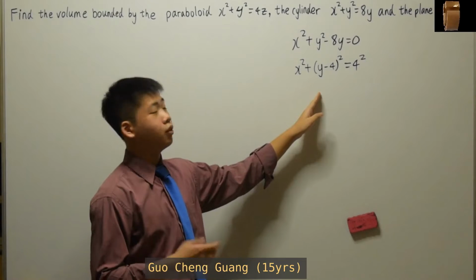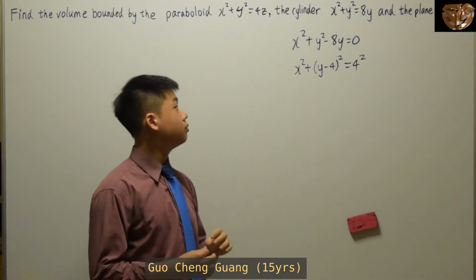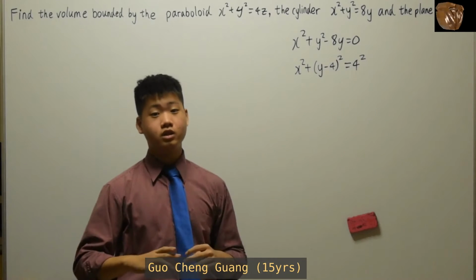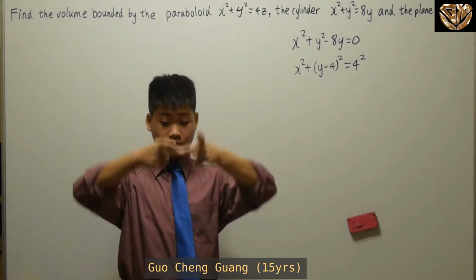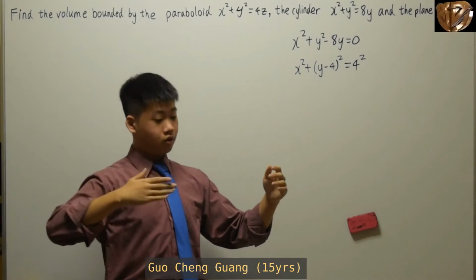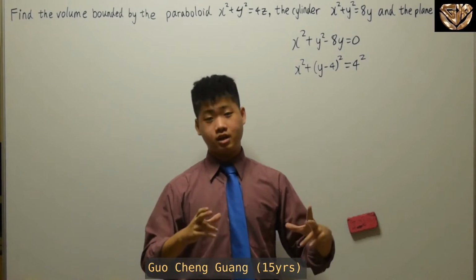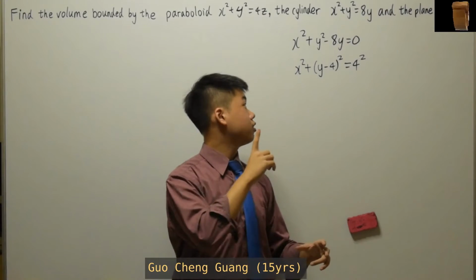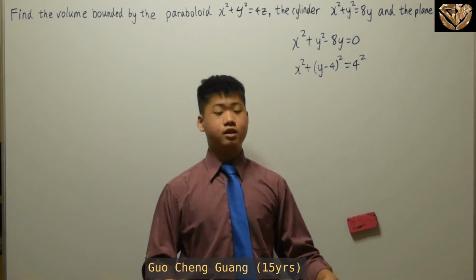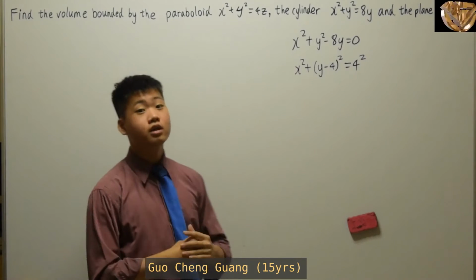0, 4. But wait, we're looking at 3 dimensions, since this is a cylinder. Since you do not have a z value inside, no matter what z value it is, it will always be the same circle, which forms your cylinder. So originally you have the paraboloid, and then on the y-axis, you move in the positive y direction by 4 units, and there you have a cylinder with a radius of 4 at y is equal to 4. So there's the cylinder, and of course you have the plane z is equal to 0.